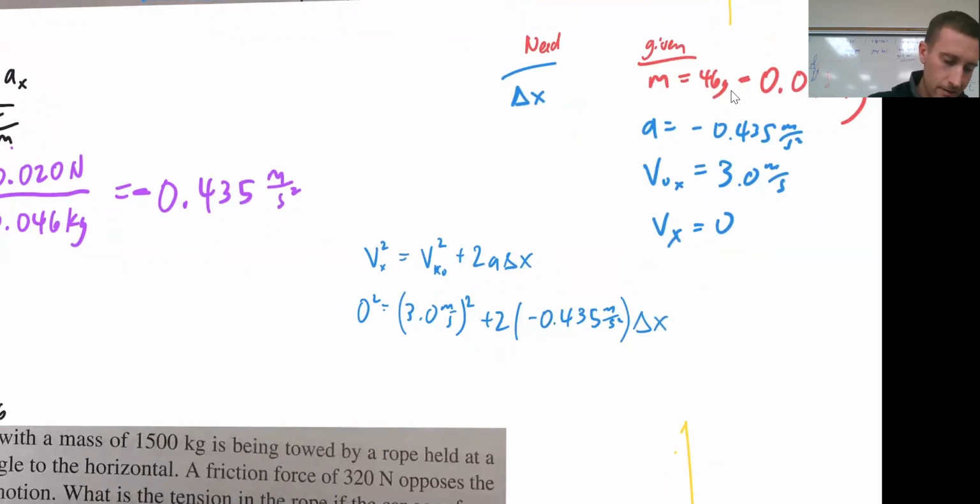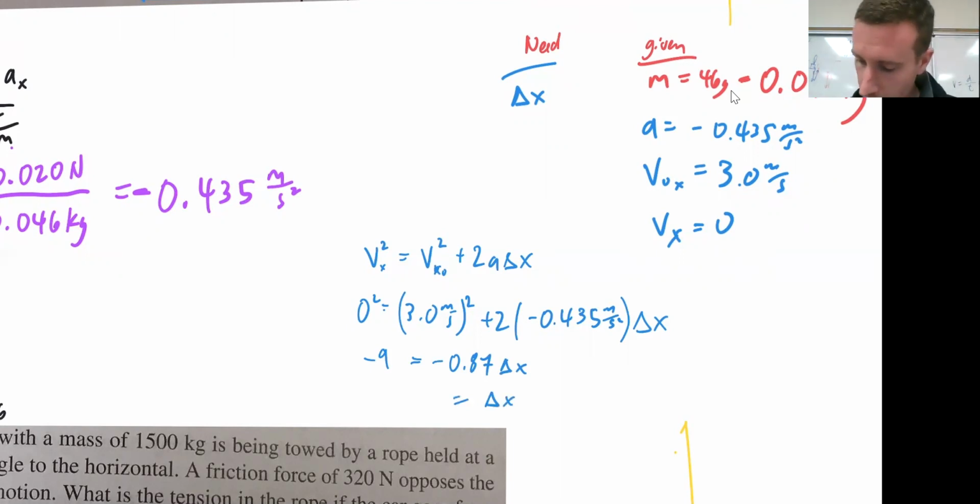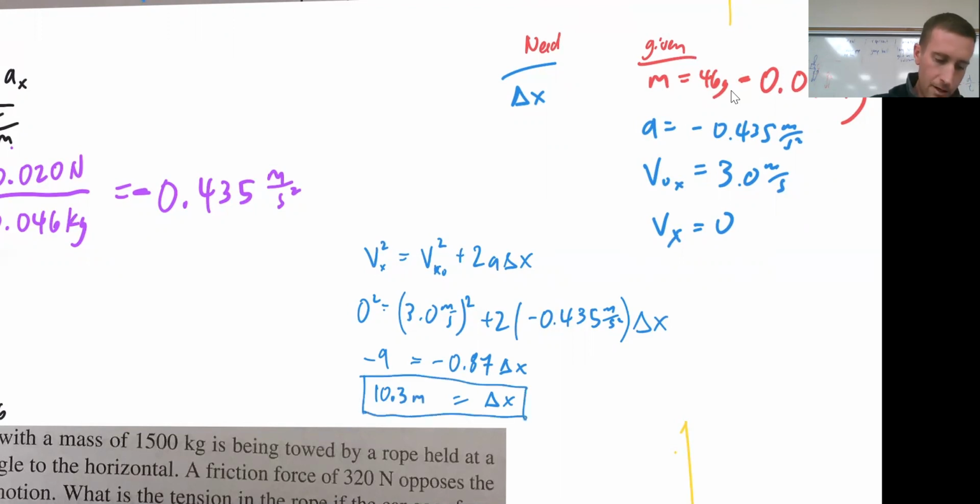That becomes negative 9 equals 2 times 0.435, 0.87, negative 0.87, and then delta x equals 9 divided by 0.87, which gives me 10.3 meters. All right, so the ball will travel 10.3 meters before stopping.